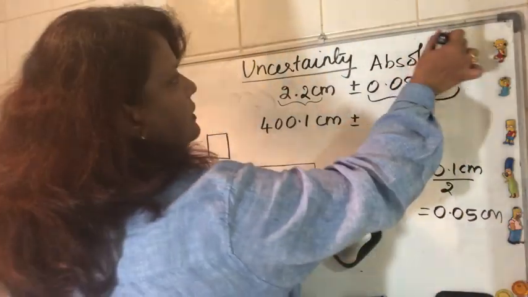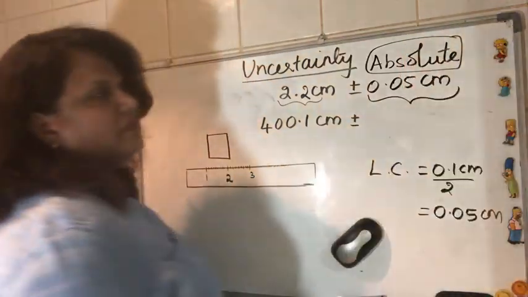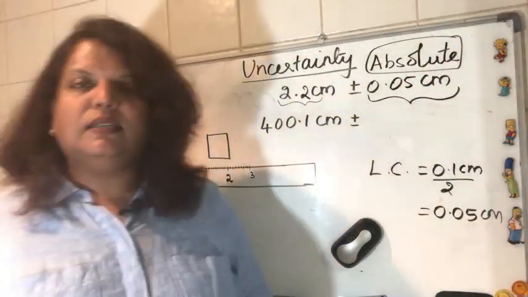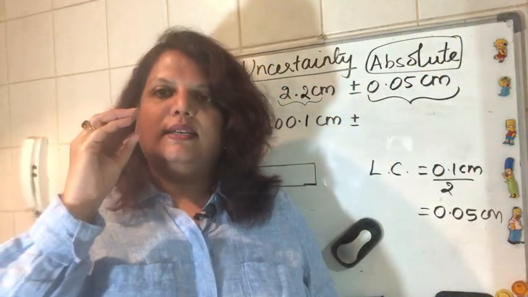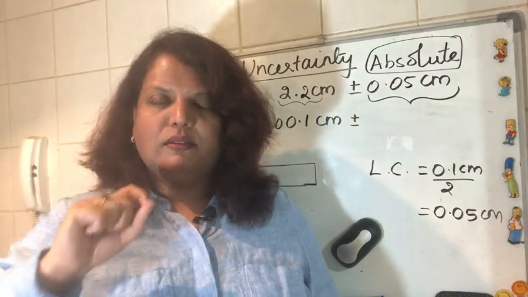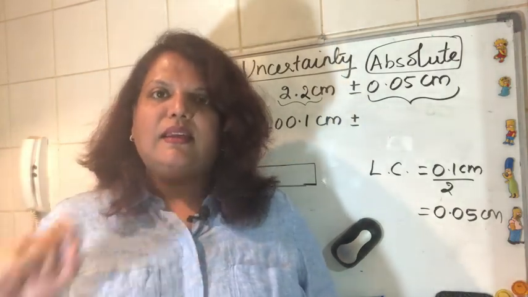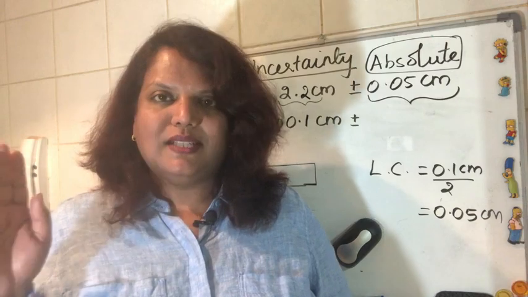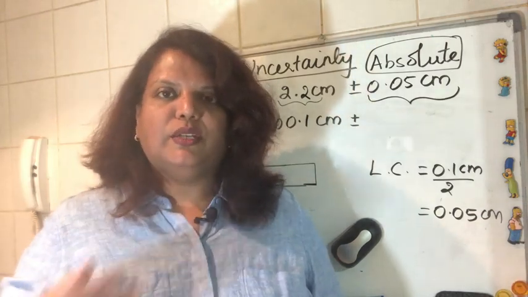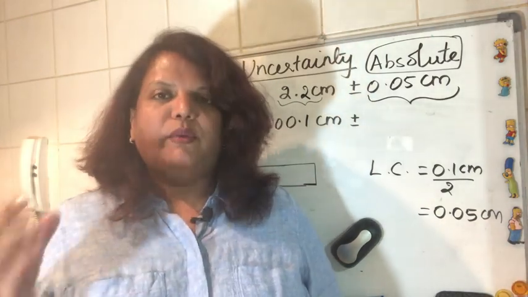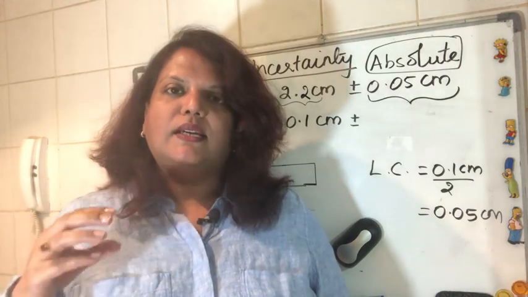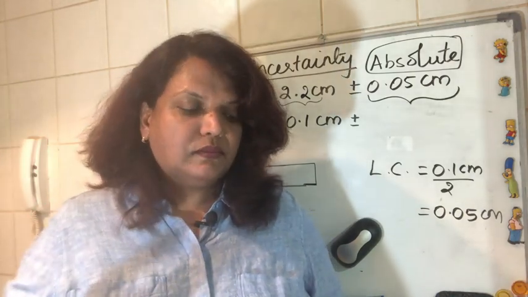Okay, that's a key term. So how do we find absolute uncertainty? All you have to do is take down the smallest reading that any instrument could measure, which in other words is least count. Take that, divide by 2.